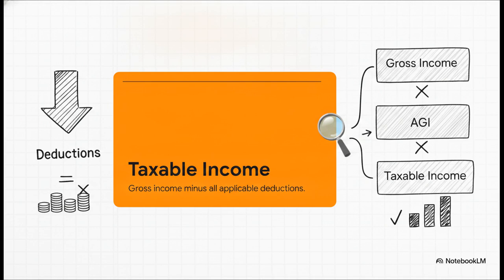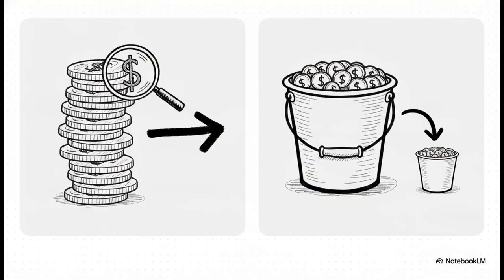And finally, we land on taxable income. So that's your gross income minus all applicable deductions, like the standard or itemized ones. This is it, the actual final number that the tax rates get applied to. The golden rule here? Gross income, AGI, and taxable income are three completely different numbers on the exact same return. Never mix them up.